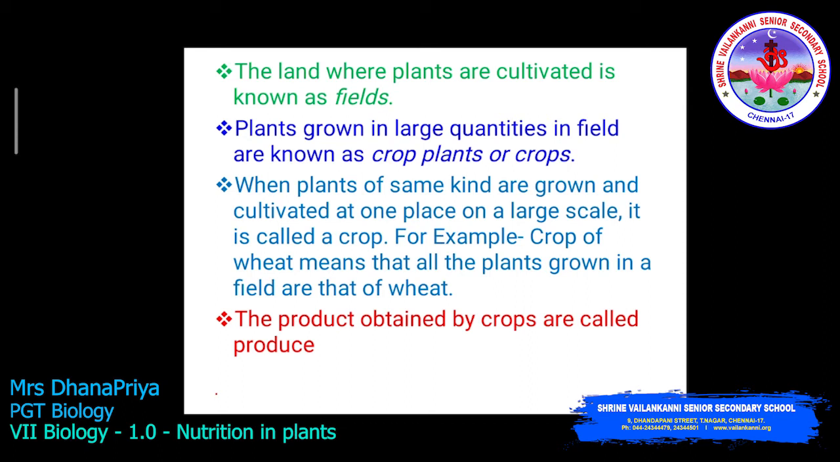When plants of the same kind are grown and cultivated at one place on a large scale, it is called a crop. Particularly when you are cultivating wheat over a hectare range, that is considered a crop. So when you cultivate on a large scale, that is considered to be a crop. For example, a crop of wheat means that all the plants grown in a field are wheat. Only when we cultivate only the wheat, that is called a crop. The products obtained from crops are called produce.